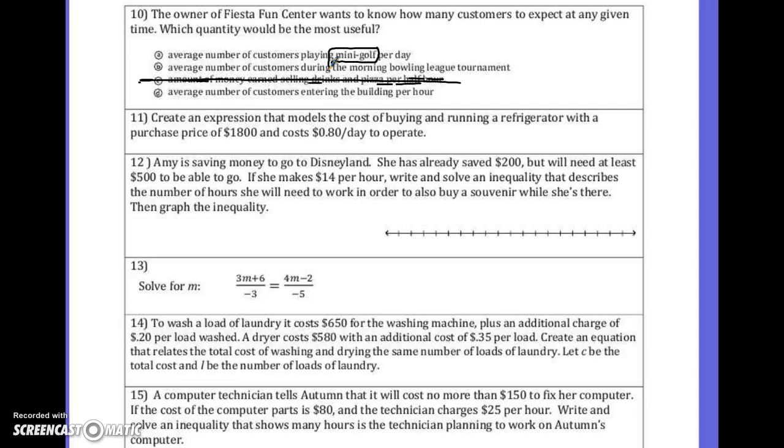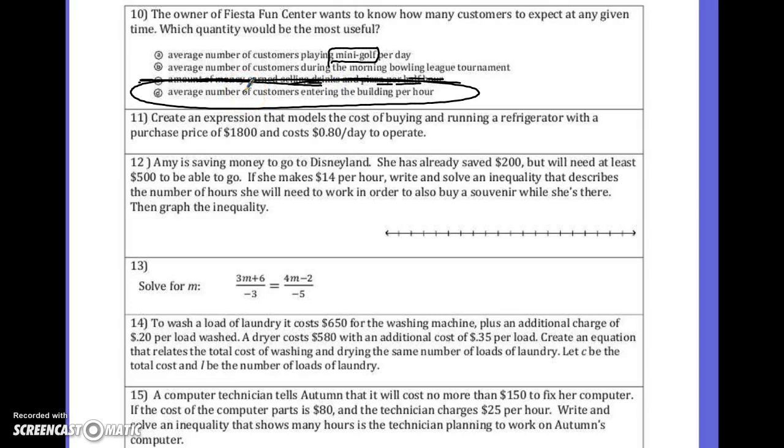So the last one says average number of customers entering the building per half hour. Well, there you go. You got how many people are coming in on average to the building itself every hour. That's got to be the most helpful quantity that we could come out with.